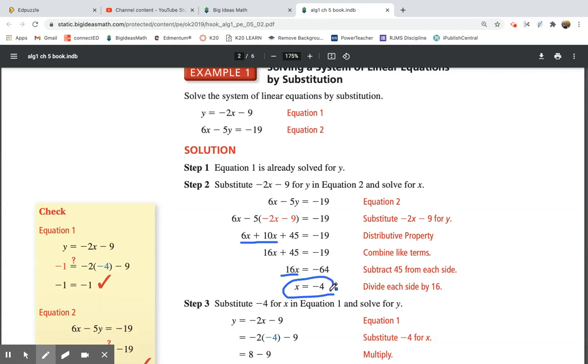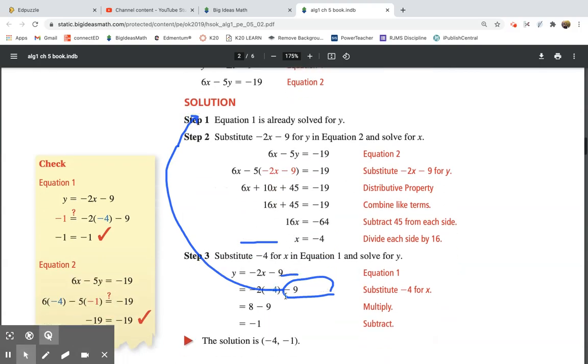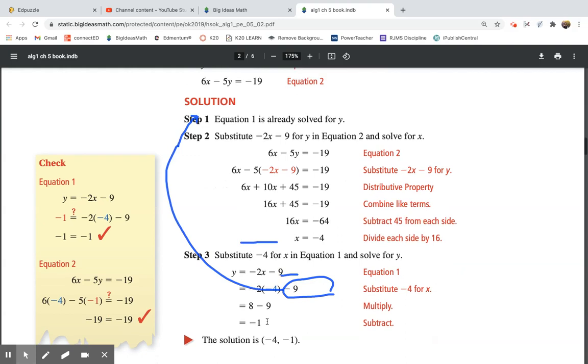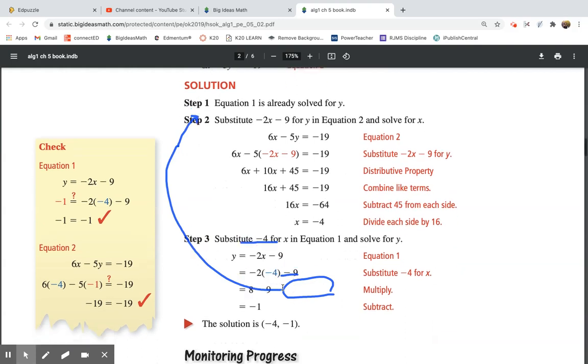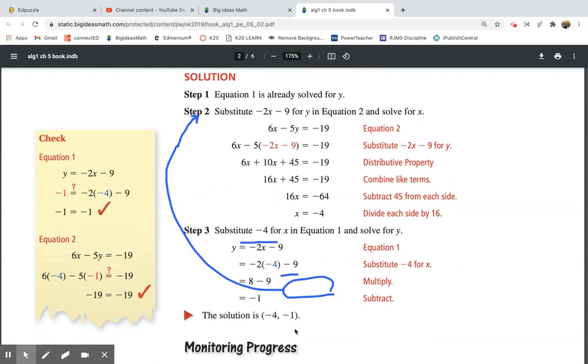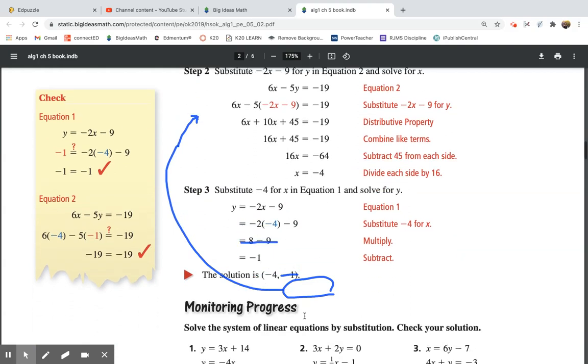Now, our solution is supposed to be a point, (x, y). So we have to now find y. We take what we've solved for x, and plug it into the equation that we started with. So now I'm going to have y equals negative 2 times negative 4 minus 9. Negative 2 times negative 4 is positive 8. 8 minus 9 is negative 1. So my y is negative 1 when x was negative 4. So our solution is the point negative 4, negative 1.